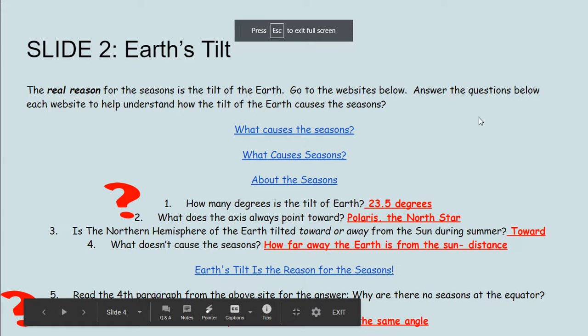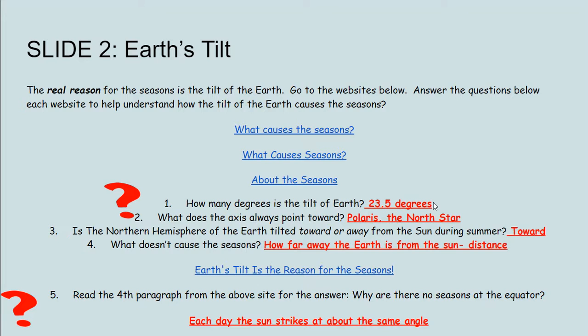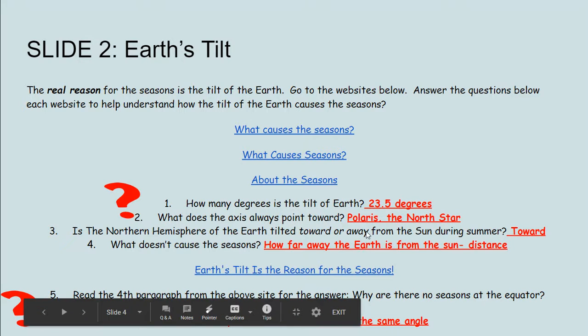So on your own paper, you can see the tilt of the Earth. I think number 1, almost everyone got that right. The second one was 50-50. The axis is always pointed toward Polaris, which is the name of the North Star. Some people put the sun, some people just made up answers. So make sure you're not just kind of making things up in your brain, that you're actually going to the actual websites. Number 3, the answer was toward or away, and it points toward.